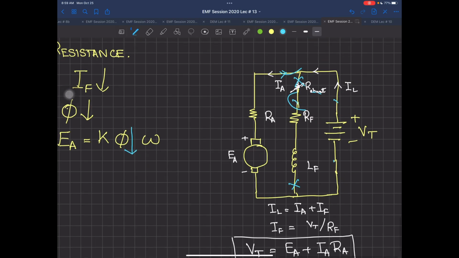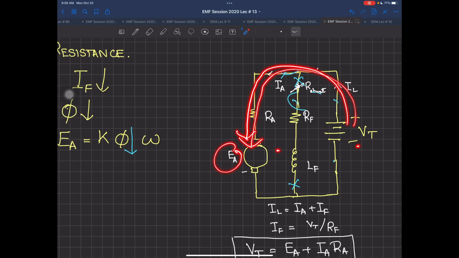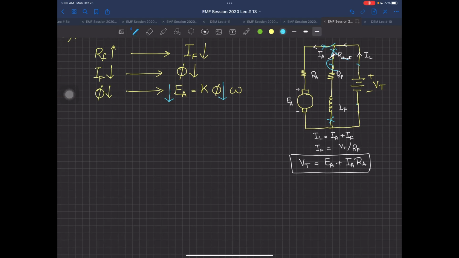Now in this machine, what is your EA? If you see very closely, this EA is the back EMF. And what was this back EMF doing? It was not allowing a lot of current to flow inside the armature. That's why it's called back EMF. If I rearrange this equation, IA equals VT minus EA divided by RA. This equation tells me that whatever value of VT you have, and it is constant, if EA decreases, your IA will increase.